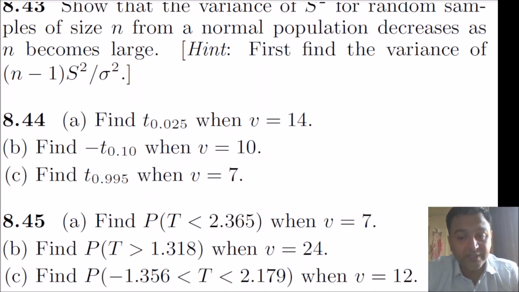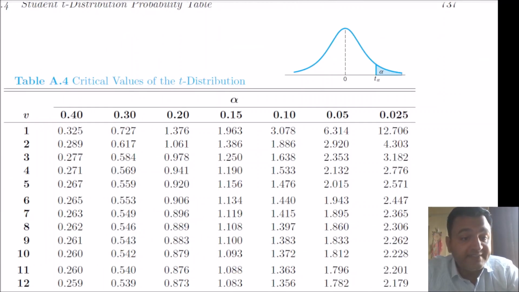So now let's again go to the table. So here is the table. Now t is 7, 7 degrees of freedom. You want to find the probability of t greater than 2.365. You can see 2.365 here at the end. So what is the alpha? Alpha is 0.025. That is the probability.